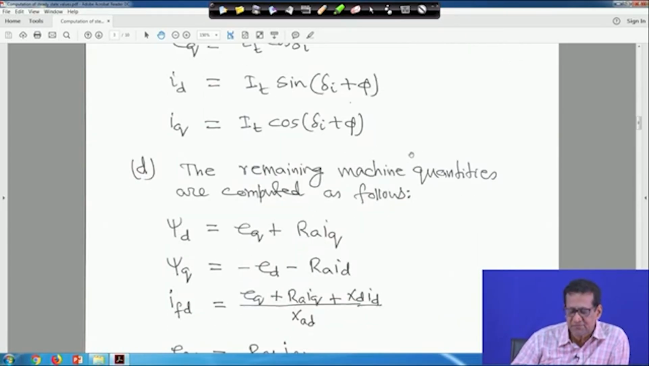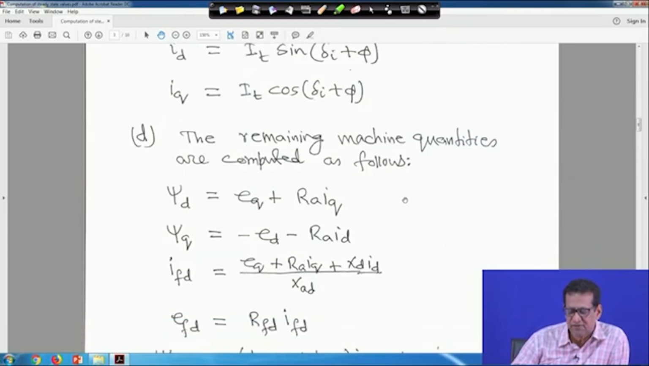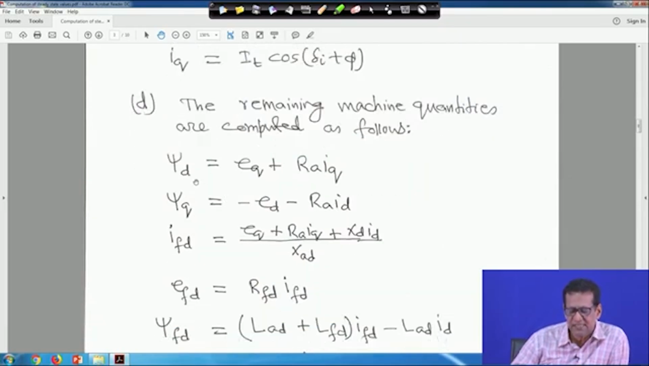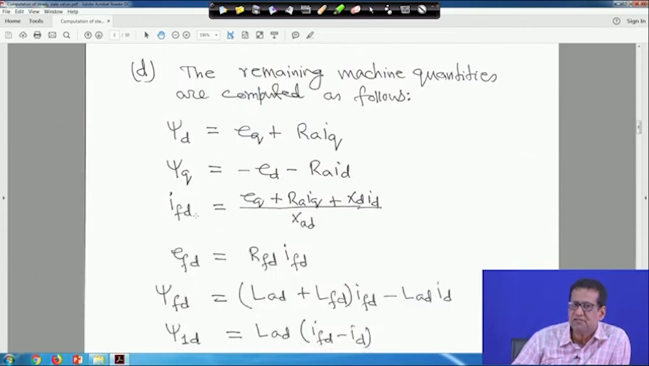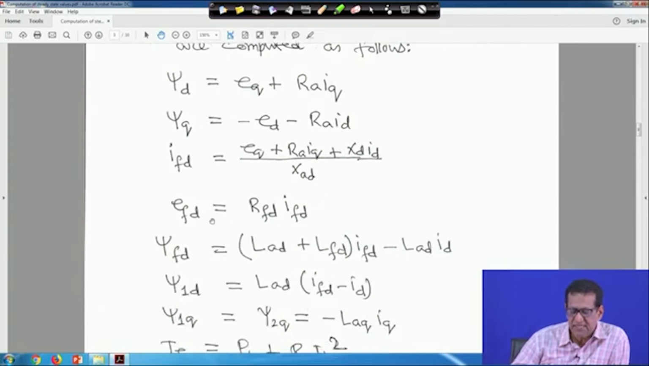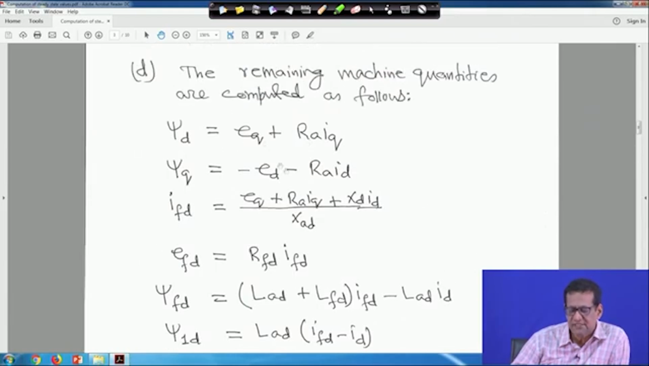Therefore, the remaining machine quantities are computed as follows. Psi d will be EQ plus RAIQ, psi q will be minus ED minus RAID, and this IFD expression is also given before. So, IFD will be (EQ plus RAIQ plus XDID) upon XAD, right. And EFD, that is the field voltage, is equal to RFD into IFD. Equation numbers are not given here, because all these things are given before.